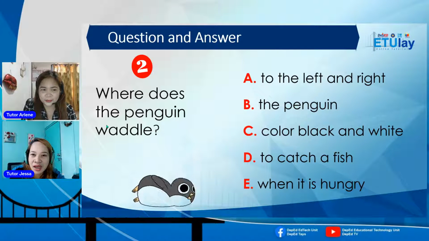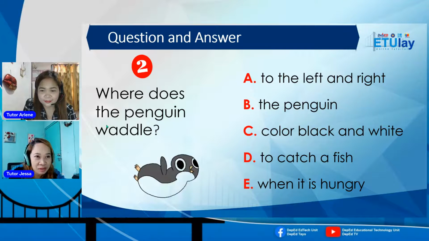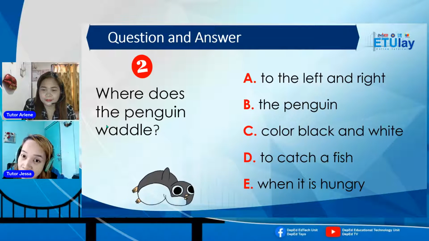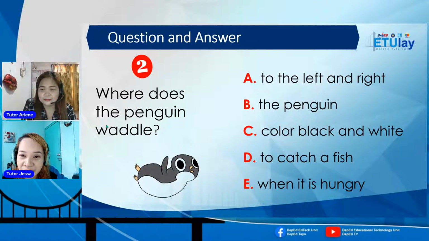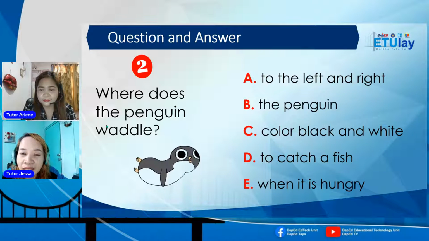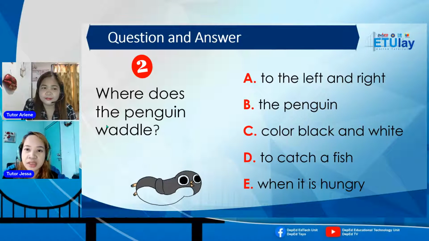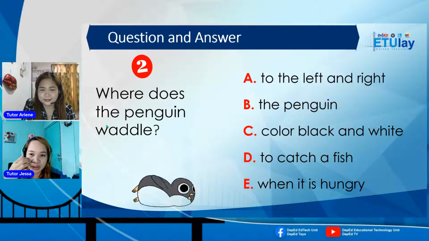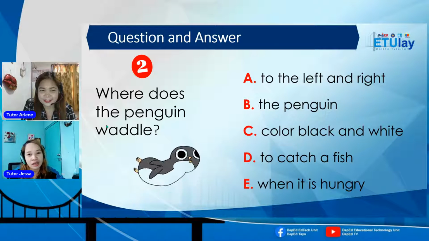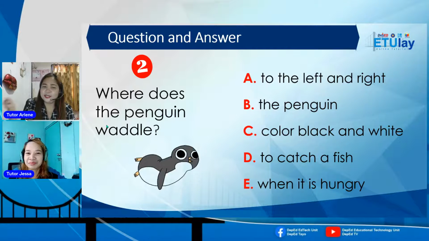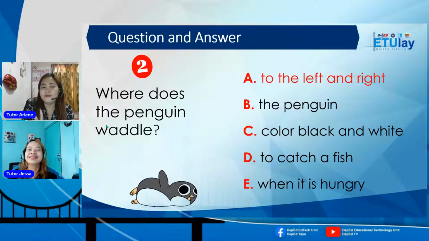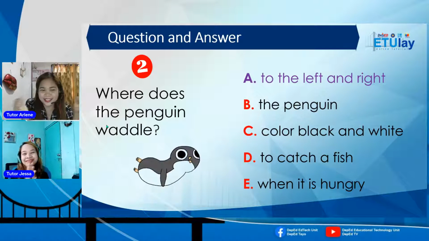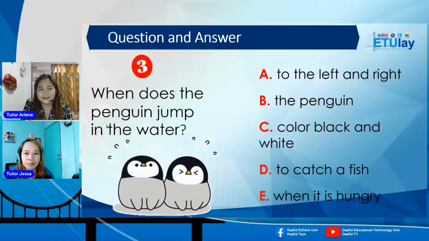Ayan, si J. Dalia, letter B daw. And si Ainsley, letter A. And si Chase Haven is letter A. And si Ada, letter A. Prince Ed Namo, letter A. And Zian, letter A. And Kendra Louise and Matthew and Prince Ed, Nemo, and Rain Priya. So they all answered letter A. Tutor Arlene, are they correct? Okay, the answer for number 2 is the penguin waddle to the left and right. Good job, kids. Yay! And let's have number 3.